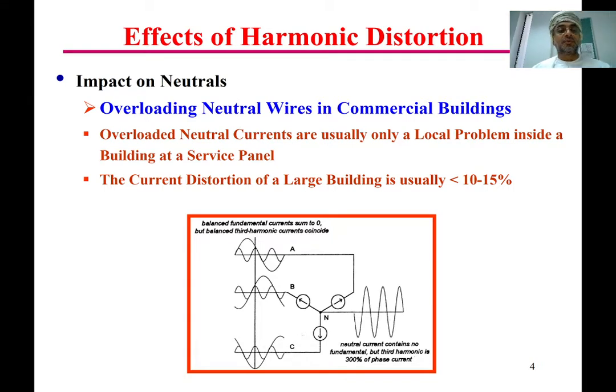The impact of harmonics on the neutral: the neutral current will be very large, since those zero sequence harmonics are in phase. Then they will add up in the neutral, and that will cause an overloaded neutral current. Sometimes it can reach even 300% of the phase current. Not only that, but it can also cause current distortion for large buildings.